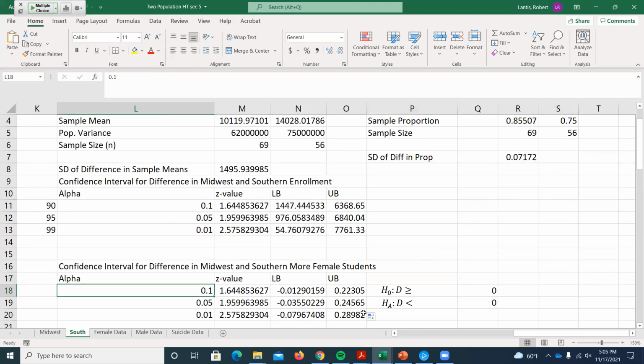Now, what is kind of interesting is, let's say I want to do it at the 85% confidence level. With 85% confidence, I could say that Southern schools have a higher proportion of schools that have more female than male students, right? Because now my confidence interval only includes positive values. Okay.